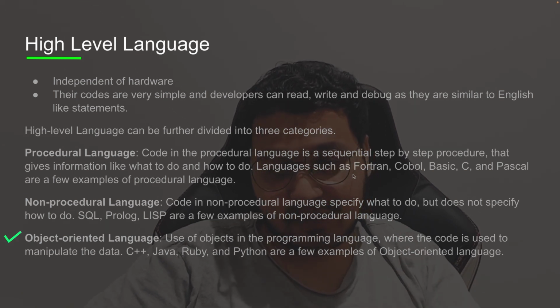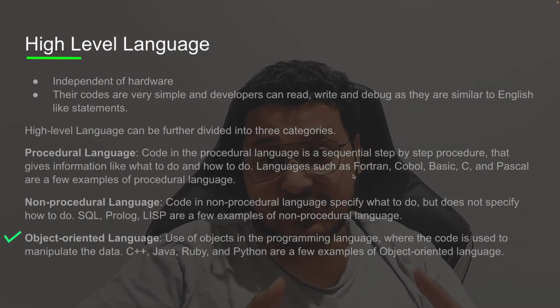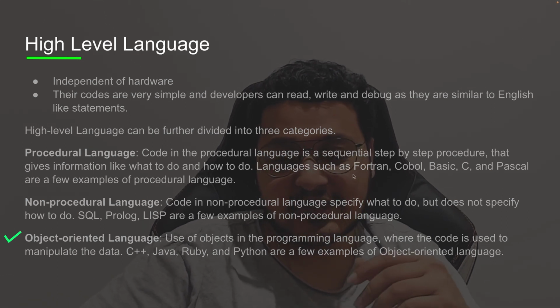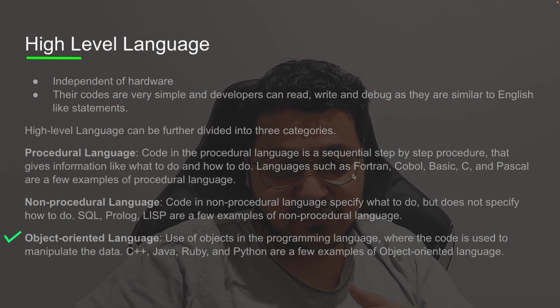And then we have object-oriented programming languages, which we use these days. It's like C++, Java, Python. All of these are object-oriented programming, where the code is used to manipulate the data. In procedural languages, it's very simple, like A plus B equals C. That's what you do in procedural languages. Non-procedural languages are mostly your databases, where you say update XYZ and then your SQL goes and does that update.